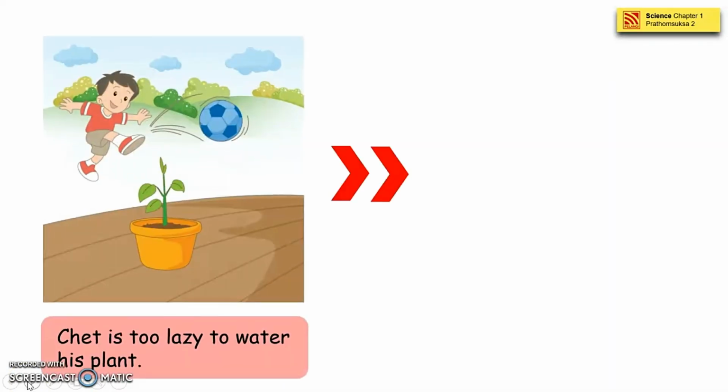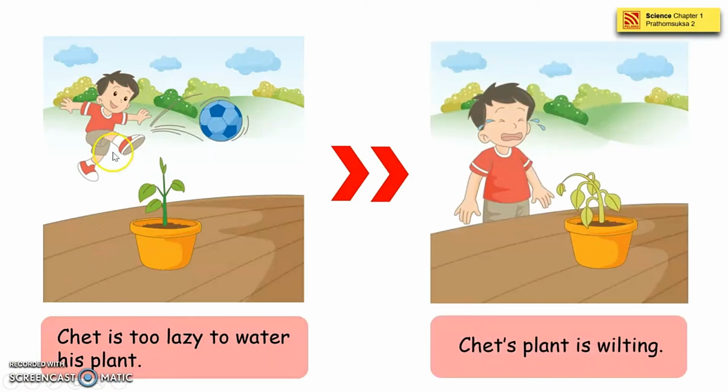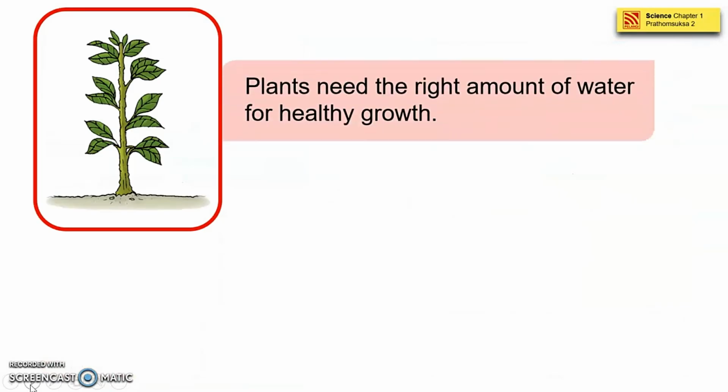Okay. Now look at the boy. This boy is lazy to put the water. So it happened that the plants will start wilting and going to die. So that is how important water is to the plants. So here, plants need the right amount of water for healthy growth. Okay, again, we need the right amount, not too much, not too little. We need the right amount of water for healthy growth of the plant.